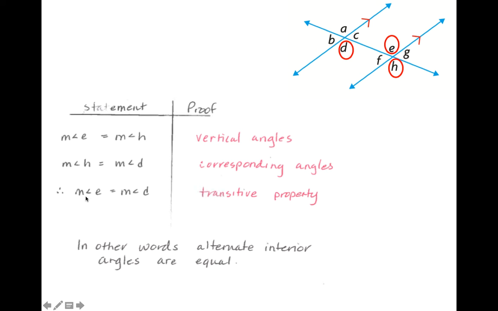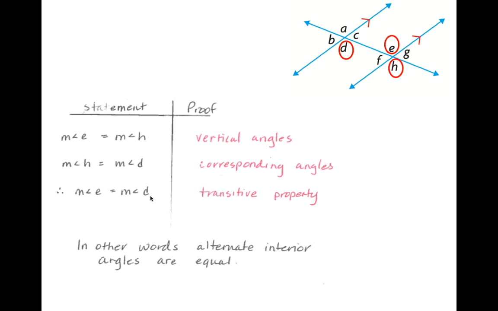The last step is to say that the measure of angle E is the same as the measure of angle D. And here we're using something we call the transitive property. If this is equal to that and that is equal to this, then this is equal to this. This is what we call the transitive property. And so, in other words, we have just proven deductively that alternate interior angles are equal.